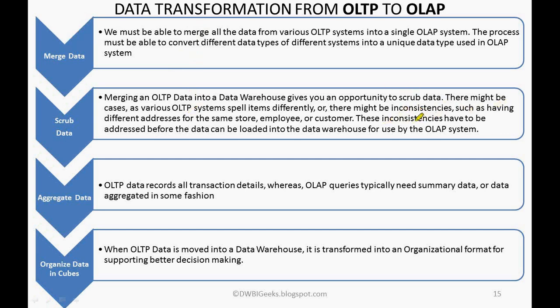And coming to the next part, see the definition here. Even these inconsistencies have to be addressed before the data can be loaded into the data warehouse, because IND and INDAA are inconsistent there, which gives a wrong meaning in our data warehouse. Okay, and after that, coming to the next part, aggregate data. OLTP data records all transaction details, right? Whereas in OLAP, we will be loading data just for querying and analytical purposes.